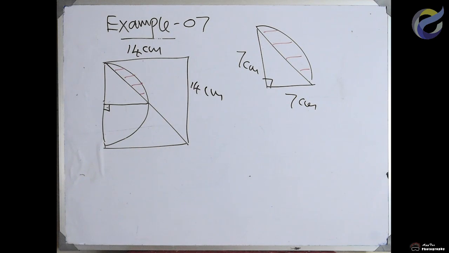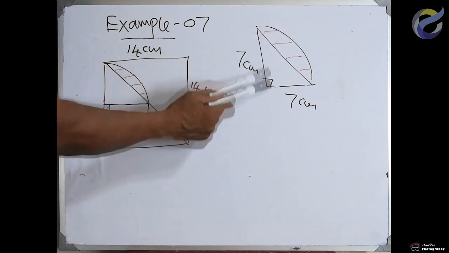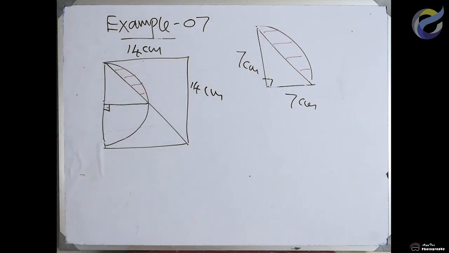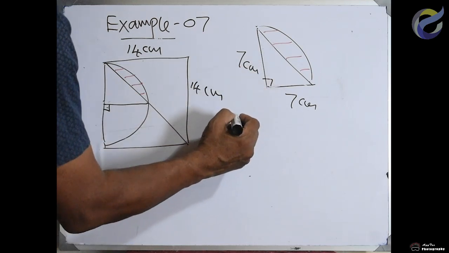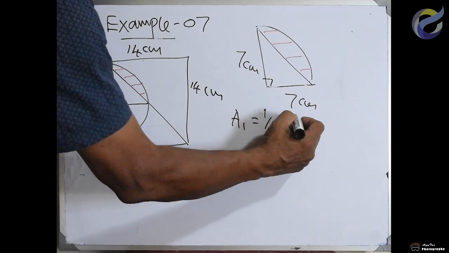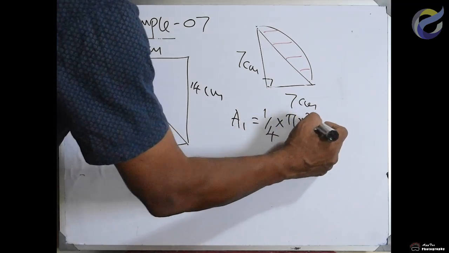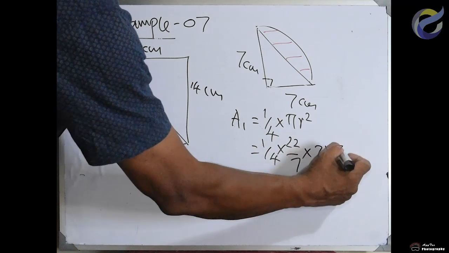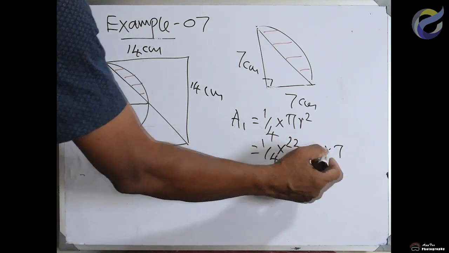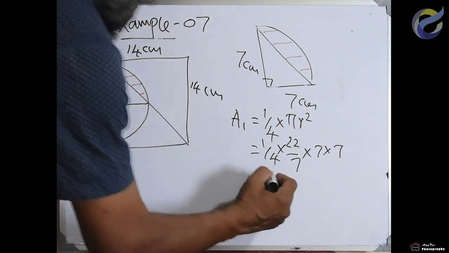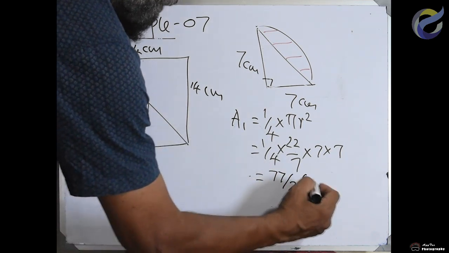Now what we have to do, we have to find the total area of this quarter circle. Then you can simply remove the area of this triangle. So step 1, I'll write it A1, the quarter circle, 1/4 of pi r square. This is equals 1/4 into 22 upon 7 into 7 into 7. So you can simplify these numbers, 7 and 7 and 4 and 22. You can simplify your final answer for A1, that means quarter circle. We are getting 77 upon 2 centimeter square.